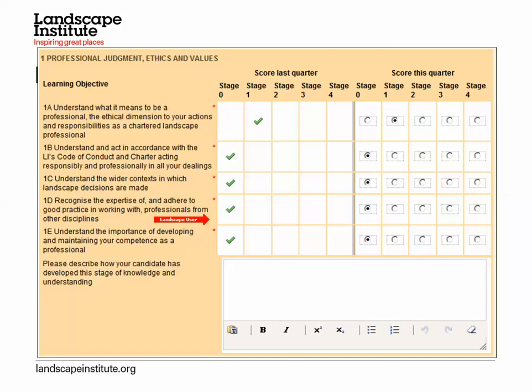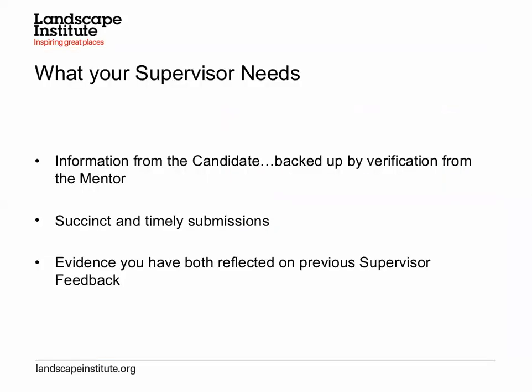Let's talk quickly about what your supervisor's looking for. It's essentially what I've been saying. They're looking for a succinct submission from your candidates, which is then backed up by verification that you have tested the candidate's knowledge in this area by asking them questions, by talking about how it would apply in a different context, perhaps, and then you write a bit about that to evidence what the candidate has said. They want things to be succinct, they need things to be on time, and they're also looking for evidence that you've both reflected on the previous supervisor feedback.